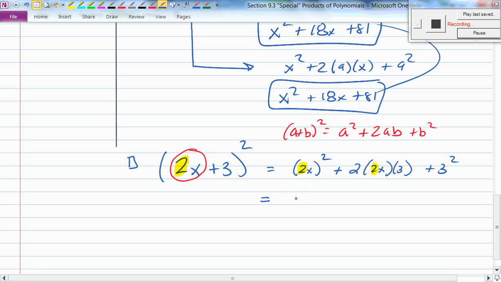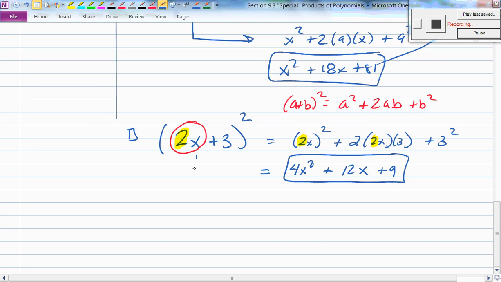So the right answer should be this. It should be 4x squared, because 2 squared is 4. Plus, let's see here, 2 times 2 is 4, 4 times 3 is 12. So this should be 12x. And then plus 9. So that's the answer I should get.